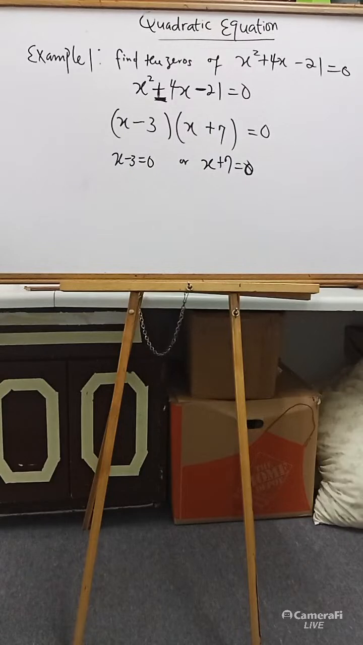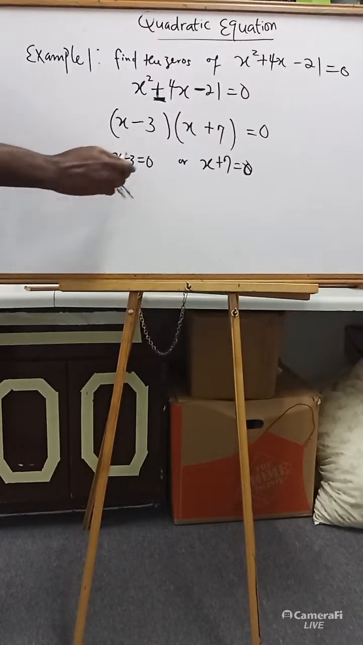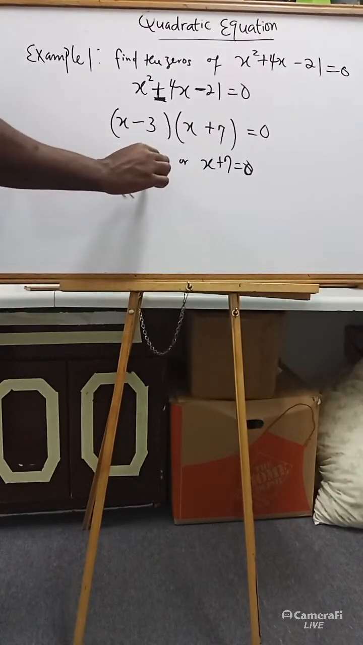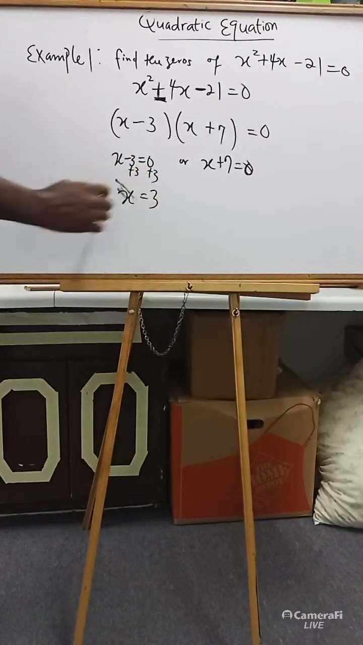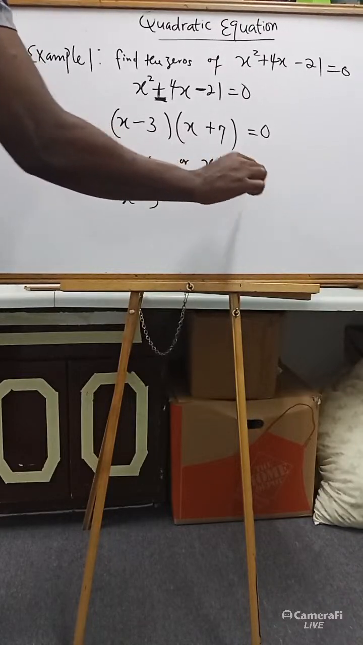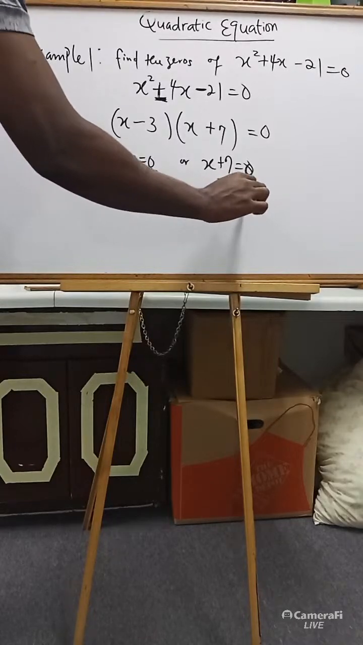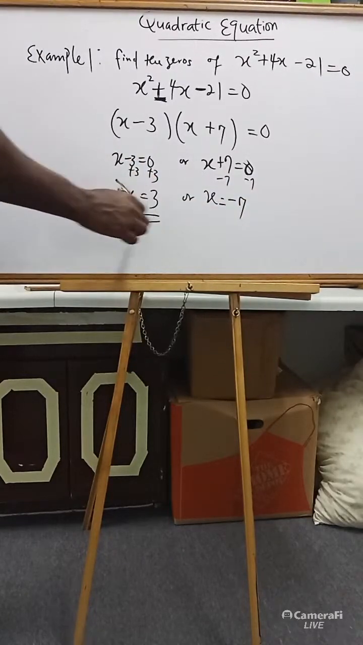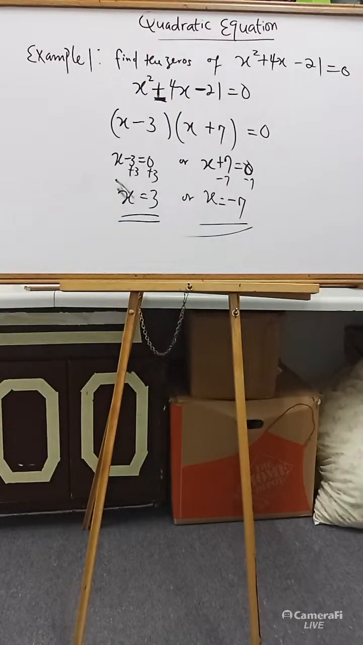Okay? So, here we have x by adding 3 to both sides. So here we have our x to be equal to what? 3. By adding negative 7 to both sides, here your x equals what? Negative 7. So these are the two values for your what? For the zeros of x.